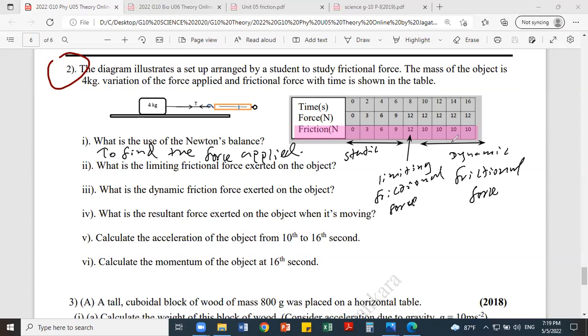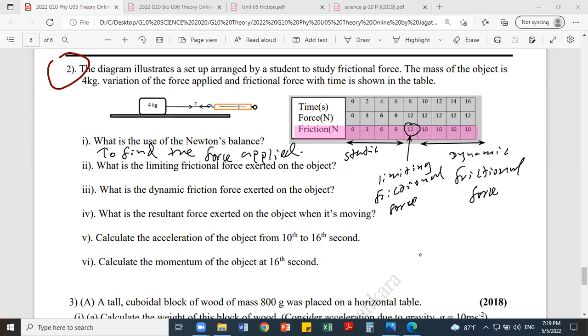Then it's easy to get the answer for all this, right? So this is 0, 3, 6, 9 static friction, 10, 10, 10 dynamic friction, that is constant, and then the highest value is the limiting frictional force. So until you apply this, it's not moving, right? I mean, until you apply 12 Newton, that is the instance where it just begins to move.